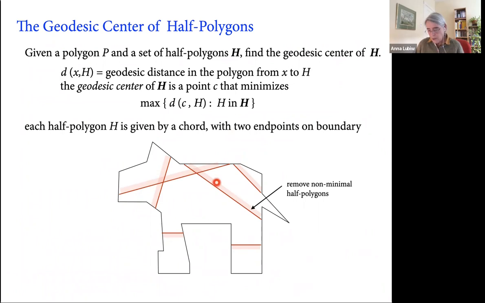Now, if I have a half polygon like this that has within it a smaller one, I don't need this one, right? Because I have to travel to reach this smaller half polygon, and so the bigger one is irrelevant. So I'm going to throw out everything except my minimal half polygons, and that'll be important later on.